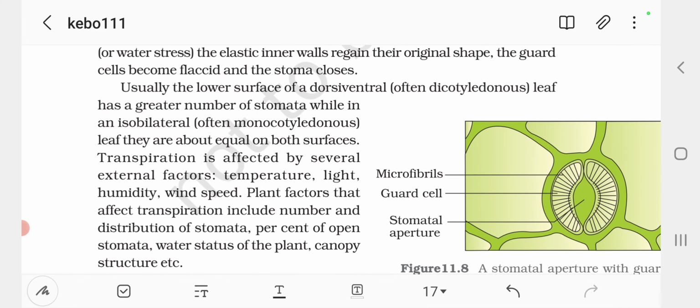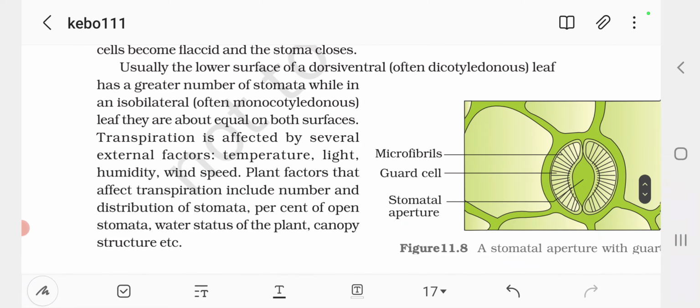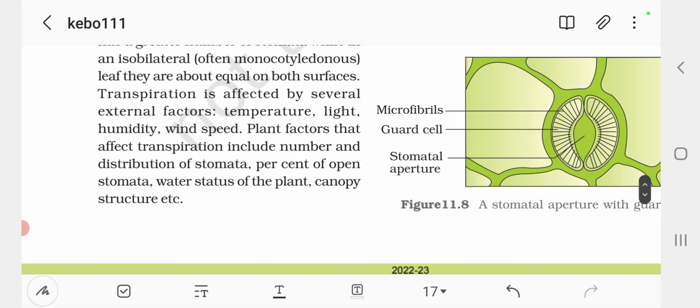Usually, the lower surface of the dorsiventral, often dicotyledonous, leaf has a greater number of stomata, while in an isobilateral, often monocotyledonous, leaf they are about equal on both surfaces. Transpiration is affected by several external factors like temperature, light, humidity, wind speed, etc.